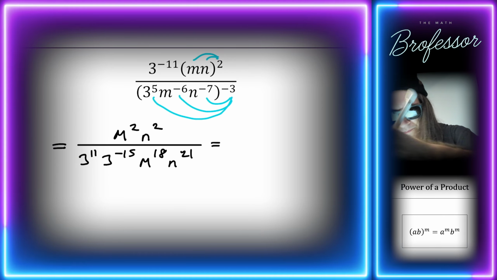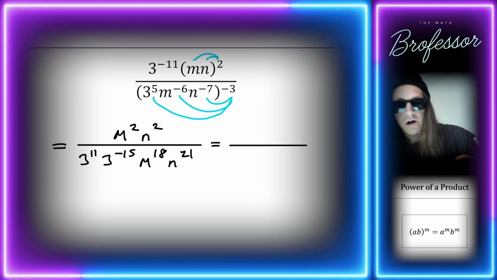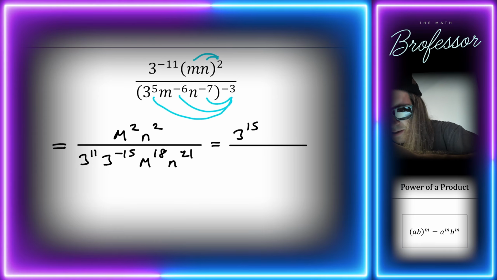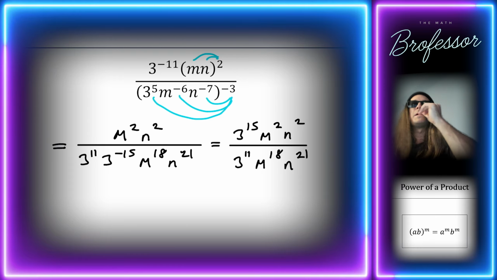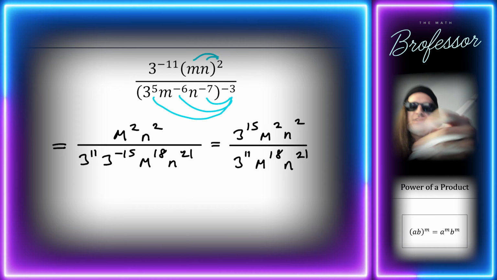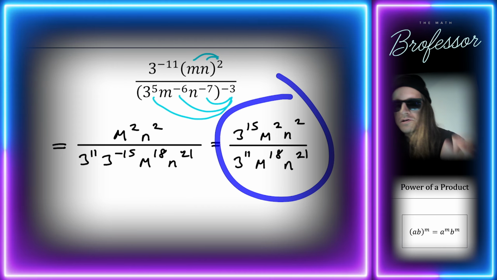Equals. That 3 to the negative 15 will come up and become a 3 to the positive 15. Actually, I think that's all I'm going to do right now. I just moved the one thing right there. All I did was move one thing. But anyways, this looks nice now. This is compact. We're getting closer.